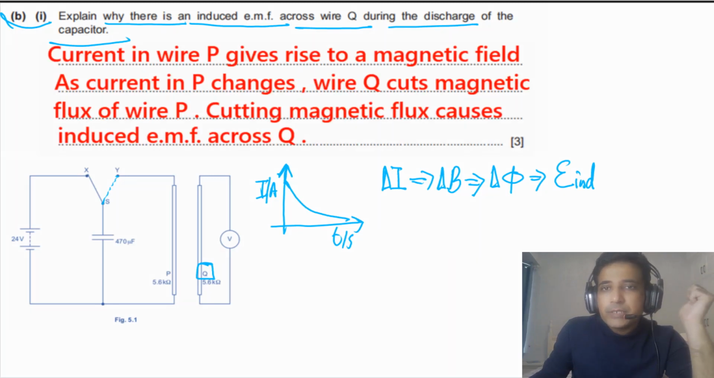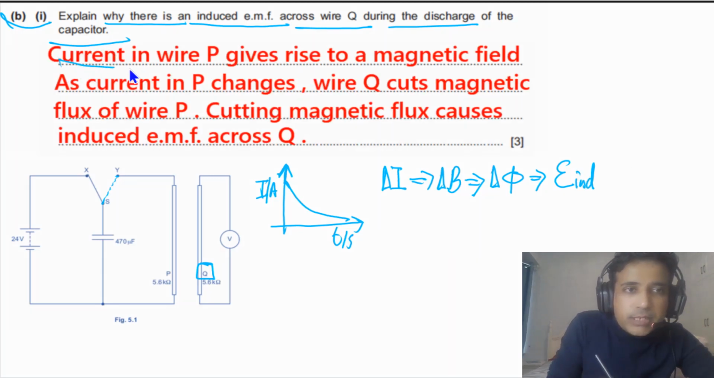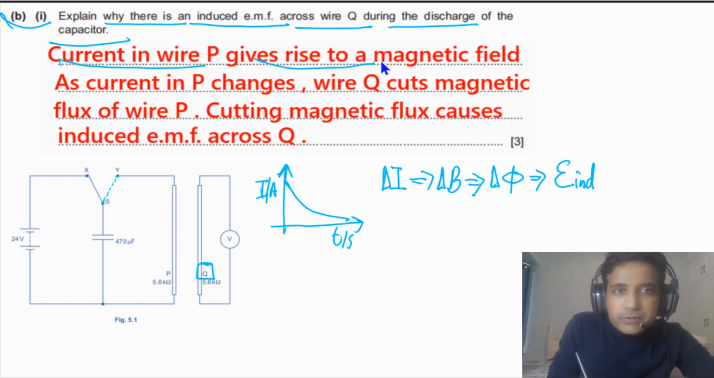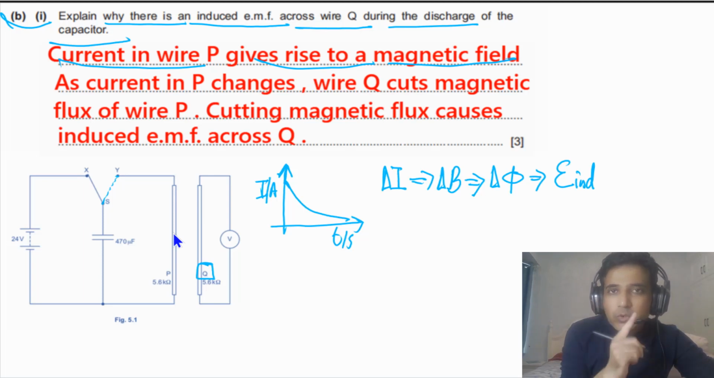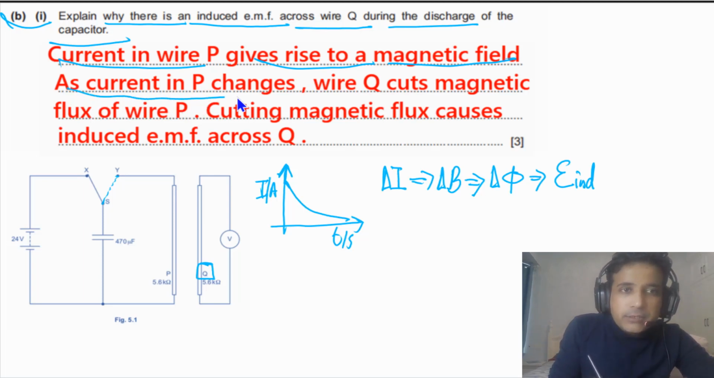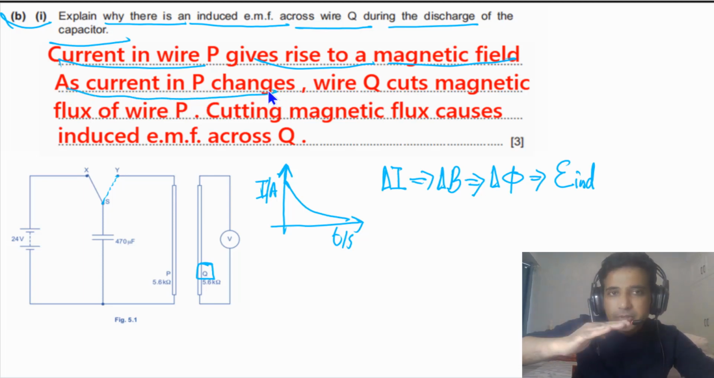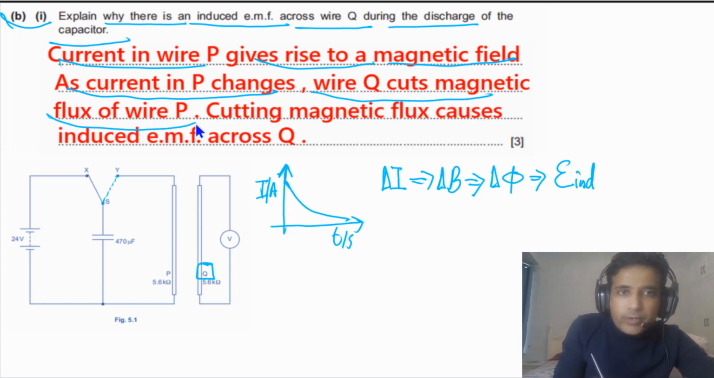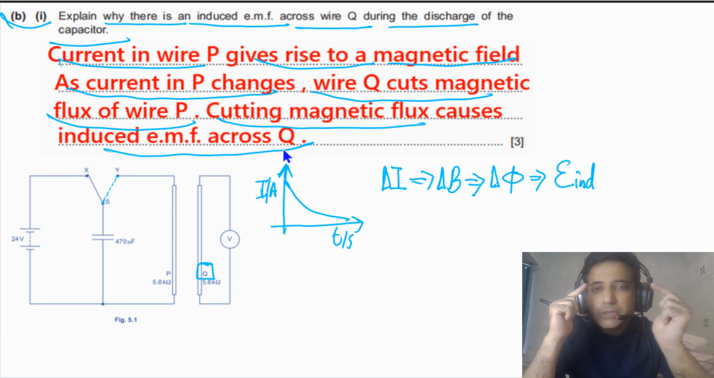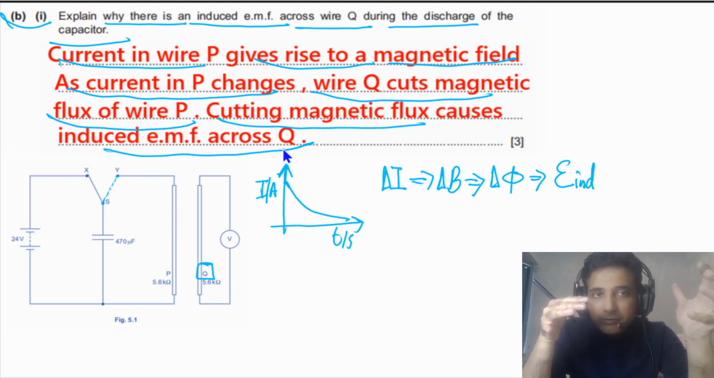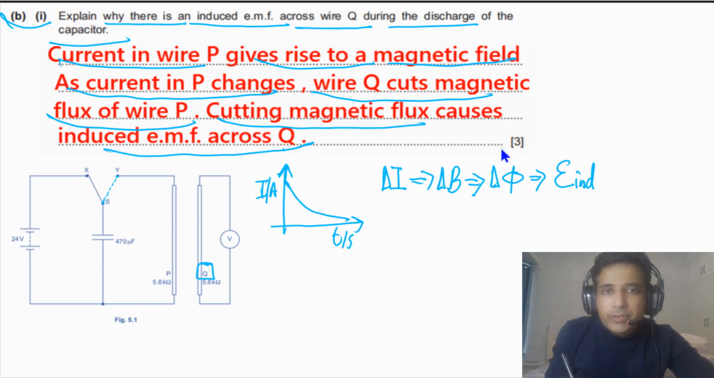You can say current in wire P gives rise to a magnetic field, meaning current in this wire produces its own magnetic field. As current in P decreases, wire Q cuts magnetic flux of wire P. Changing magnetic flux causes induced EMF across wire Q. So this is how you can write down the answer. If you write down these points, you will get 3 marks.